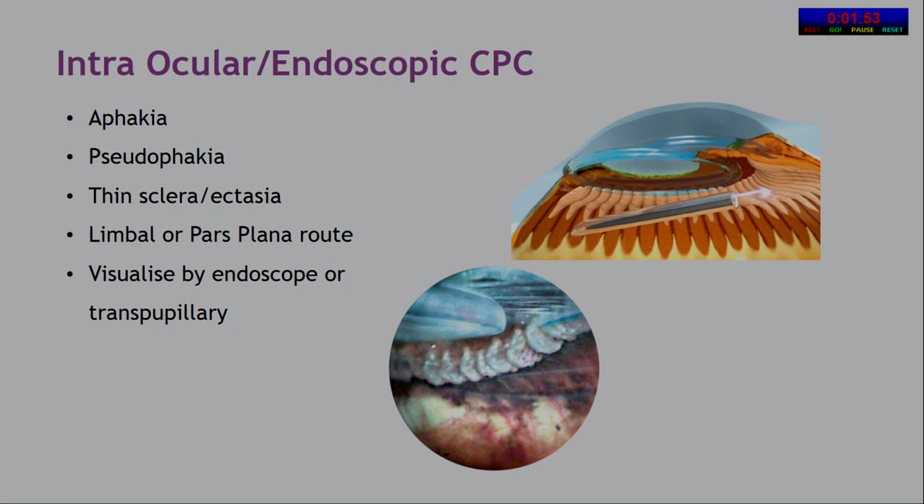Intraocular endoscopic CPC is another option, and this is actually directly visualizing with a single probe which you can look into the eye, look at the ciliary process and directly pop off the ciliary process one by one wherever you want to see it. In aphakia or pseudophakia, it has to be vitrectomized, and a limbal or pars plana route is also possible.